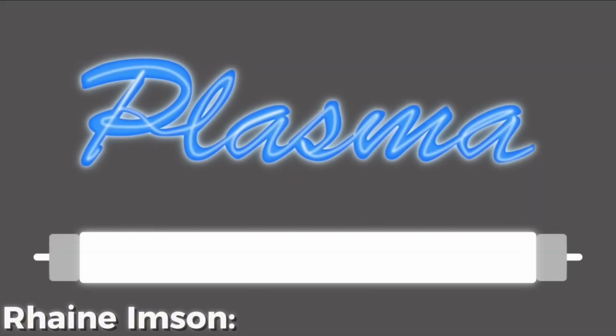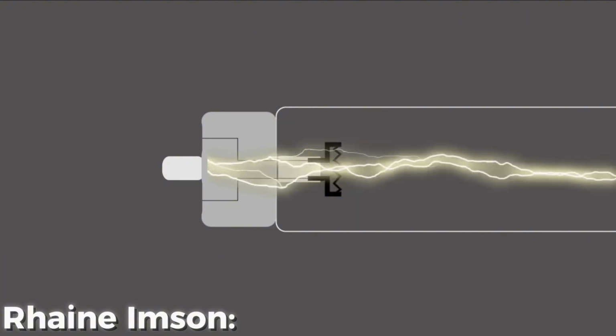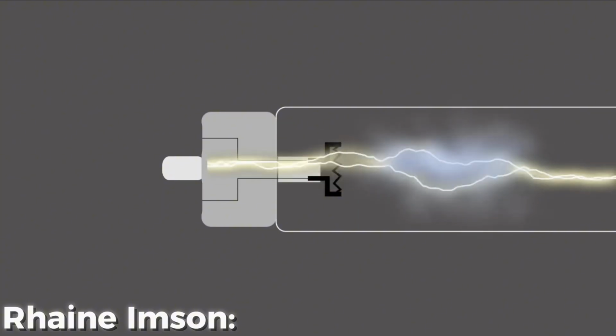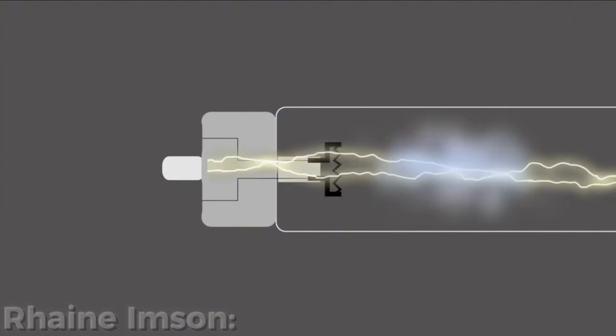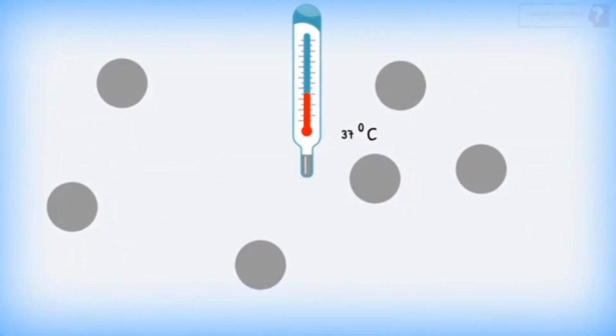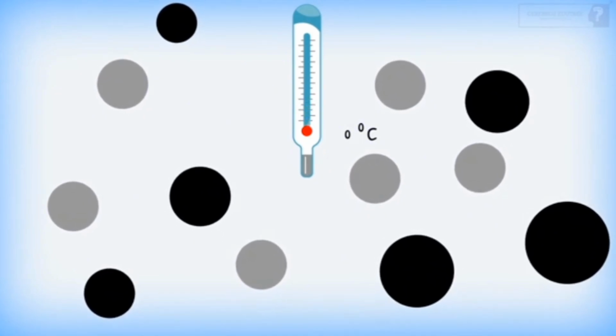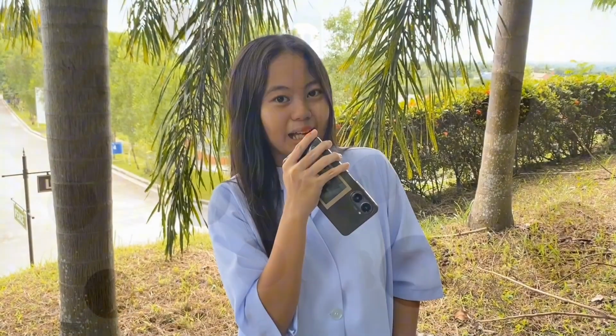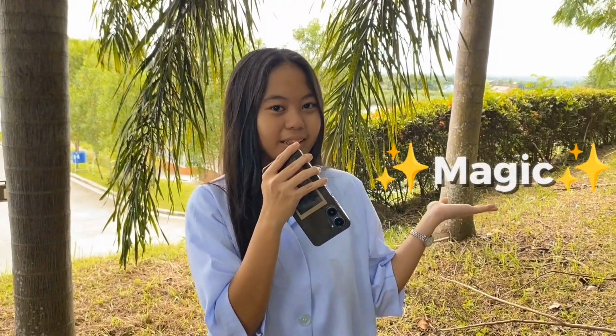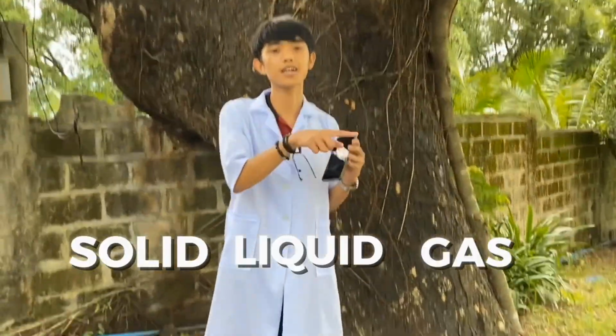Plasma happens when gases get so hot that their atoms split into ions. You can see plasma in lightning or even in the sun. Then, there's Bose-Einstein condensate or BEC. This happens at a super cold temperature, close to absolute zero. The atoms slow down and start behaving like one giant atom. It's almost like magic.